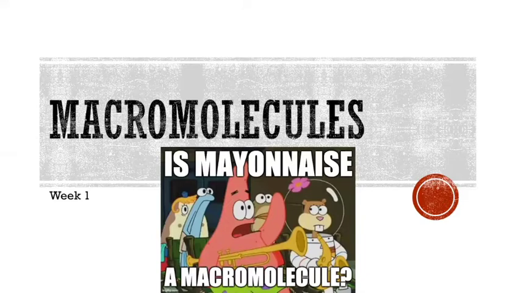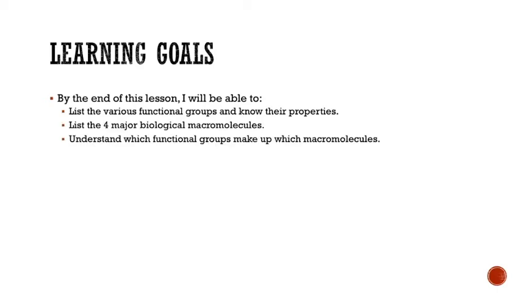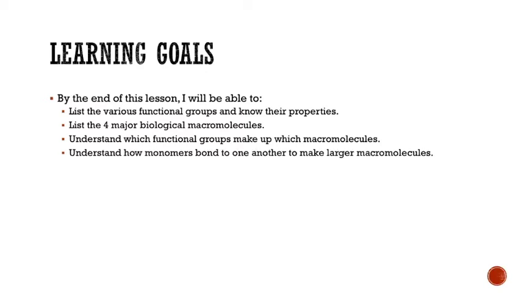Okay, so without further ado, mayonnaise is not a macromolecule, but we can start learning about them. Our learning goals for today are, by the end of the lesson, you should be able to list the various functional groups and know their properties, list the four major biological macromolecules, understand which functional groups make up which macromolecules, and understand how monomers bind to one another to make these larger macromolecules.